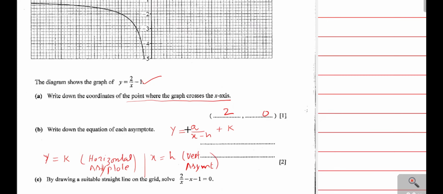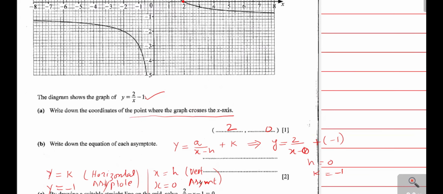And here in this equation, y equal to 2 over x minus 1, according to this equation, for the value of h and k, we can write this equation y equal to 2 over x minus 0 plus minus 1. Look here, according to this, h equal to 0 and k equal to minus 1. We will substitute this value, y equal to minus 1, x equal to 0, and these are two equations of asymptote, and we can draw these lines here.